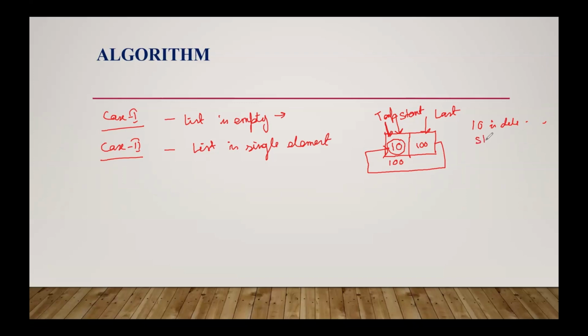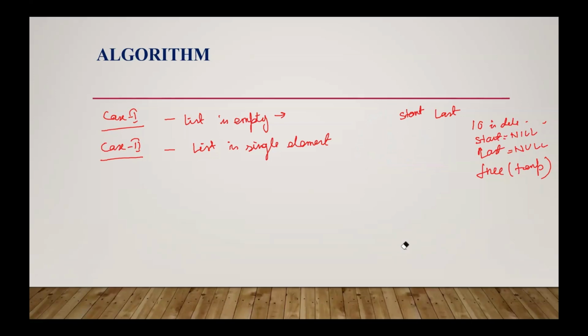Then you have to make start equal to null as well as last equal to null. If you make start equal to null and last equal to null, then start and last no longer point to this node. They do not point to anything. After that you have to free temp, which means you have to release the memory. Whatever memory is occupied by temp, you have to release.